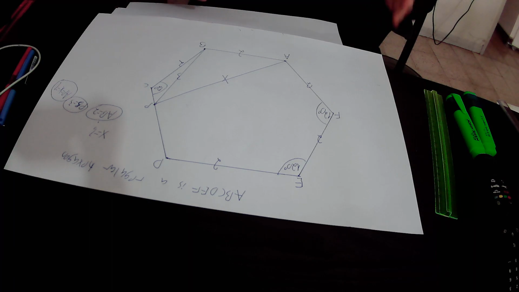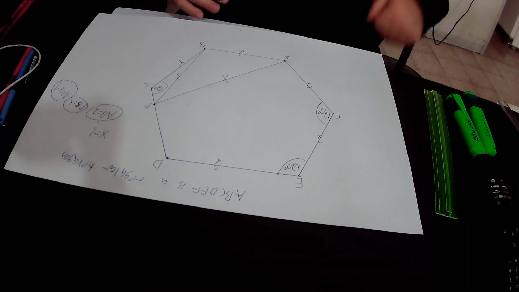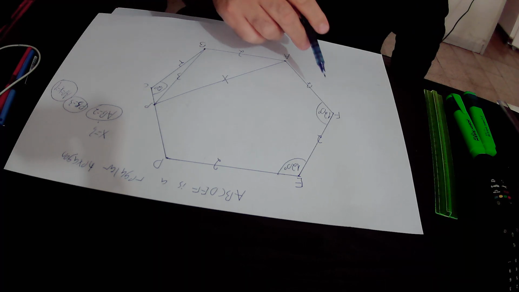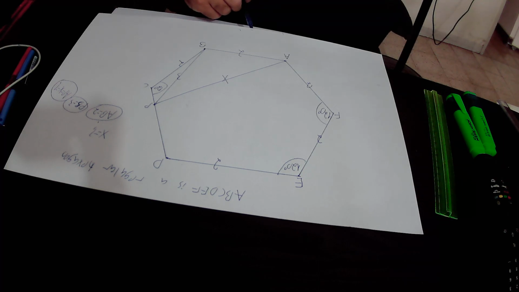Okay, so I repeat again that in any regular hexagon, all of its sides are equal to each other. Here, all the sides of this regular hexagon are equal to 2 units, and all of its angles are equal to each other. That is to say, each angle equals 120 degrees. In total, the sum of the angles in a regular hexagon is equal to 720 degrees, and each angle equals 120 degrees.